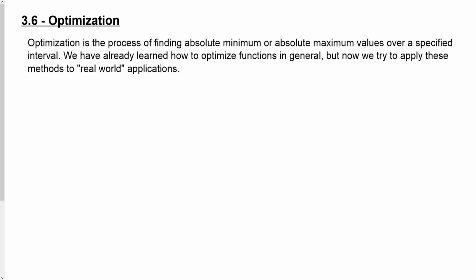In this section, we're going to learn about optimization. Optimization is a process of finding absolute extrema, sometimes minimums, sometimes maximums, but we're looking for these over a specified interval. We have already learned how to optimize functions in general, but these are problems that are subject to some sort of constraint. I'll show you what I mean as we go through some examples.